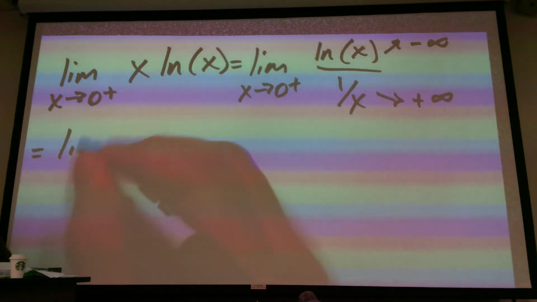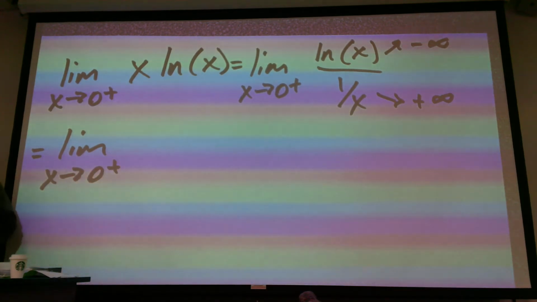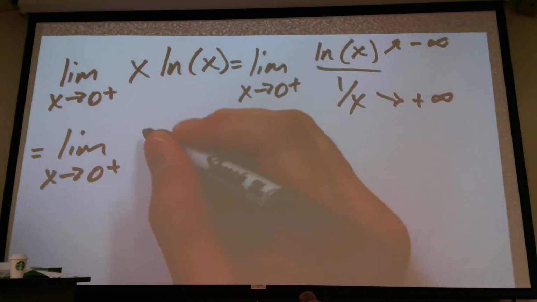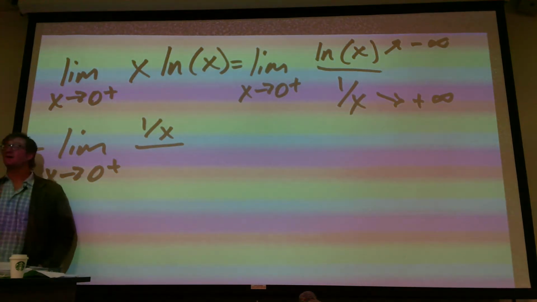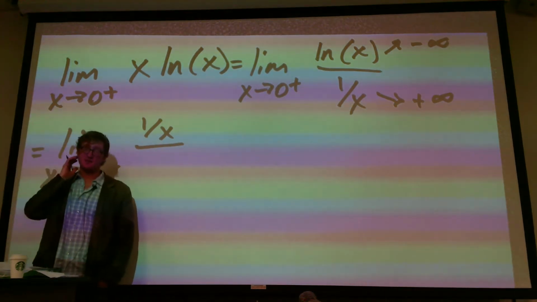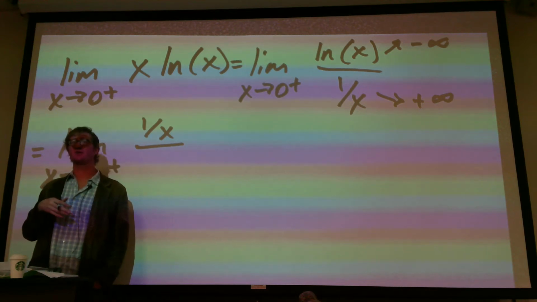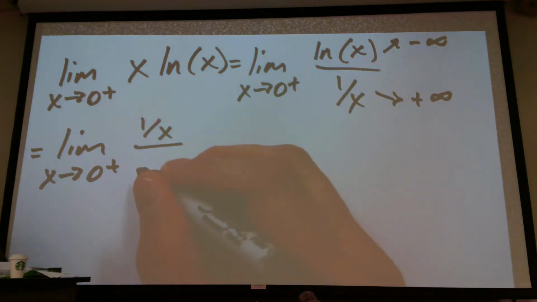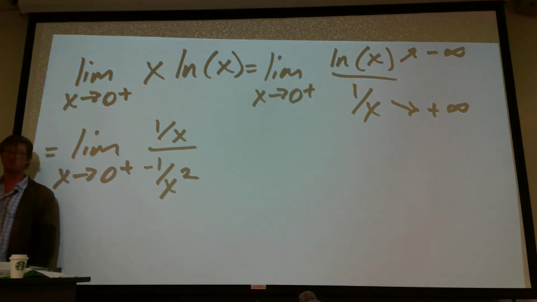So that's going to equal the limit as x tends towards 0 from the right. Now remember, the derivative of the natural log of x is just 1 over x. Now the derivative of 1 divided by x, you can think of this as x to the negative 1 power. So what's it going to do? It's going to spit out a negative 1 and it's going to drop it down to negative 2. So this would become negative 1 divided by x squared.